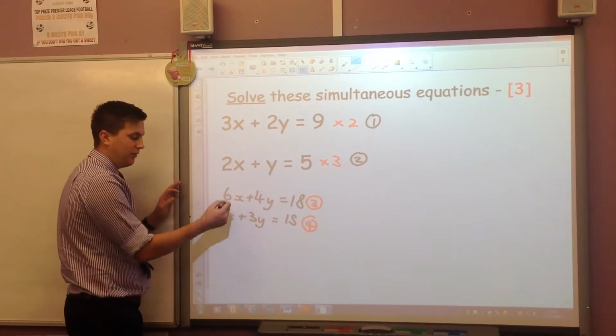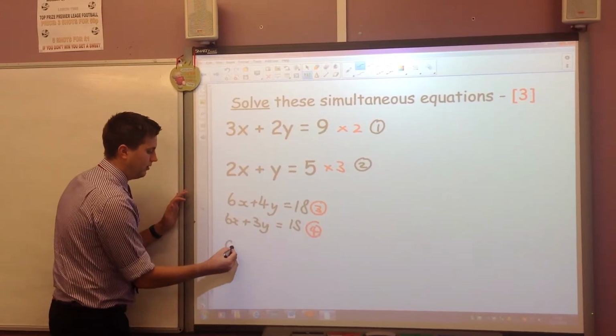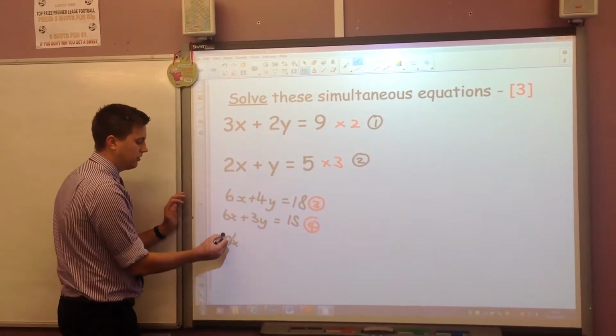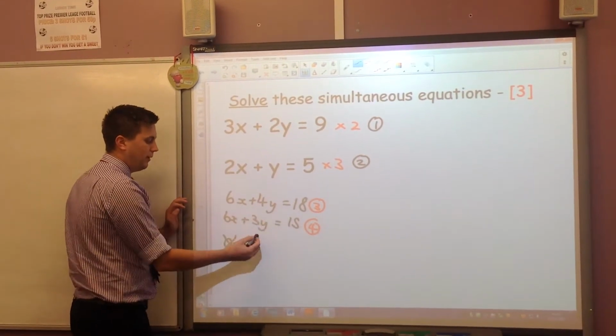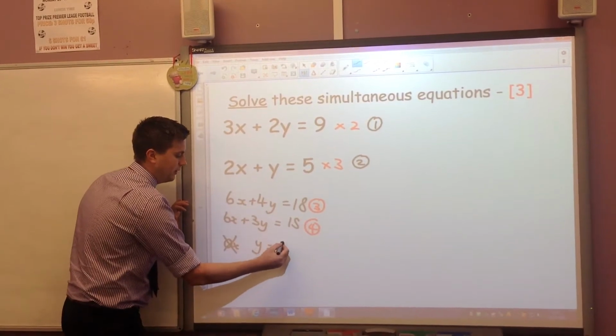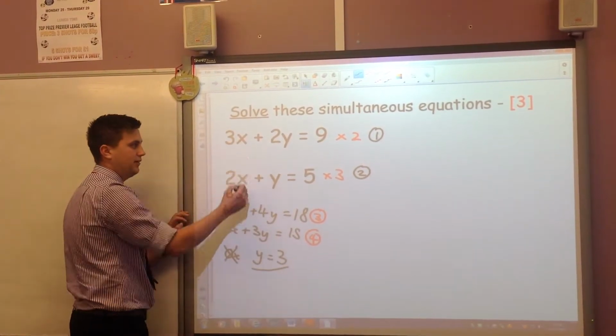To get rid of x, we simply take it away. Both are positive, so 6 take away 6 is going to leave us with nothing underneath, so we can just write 0x. You don't actually have to write anything if you like, because getting rid of it will just eliminate it. 4y subtract 3y will give us y on its own, and 18 subtract 15 will give us 3. What we've solved then is y is 3.